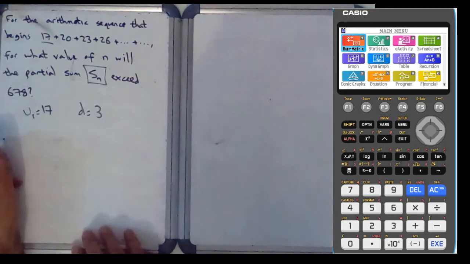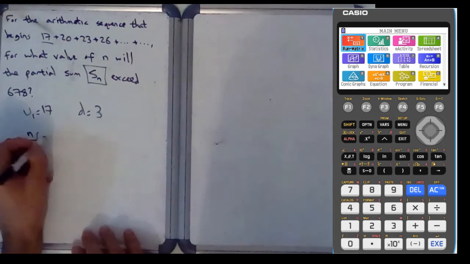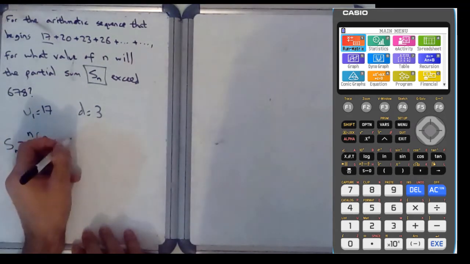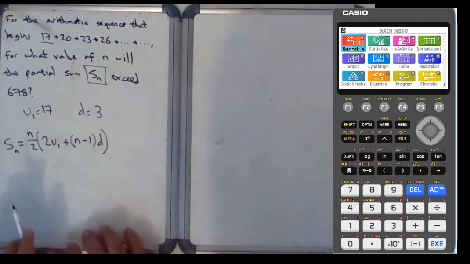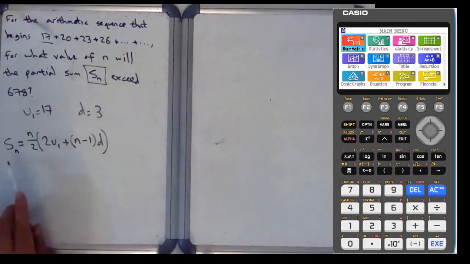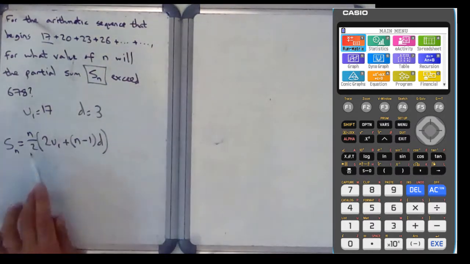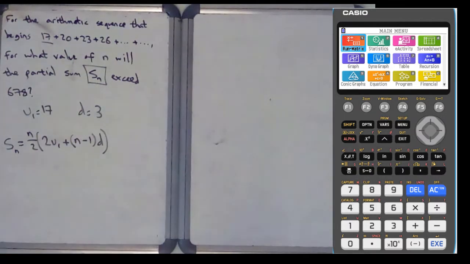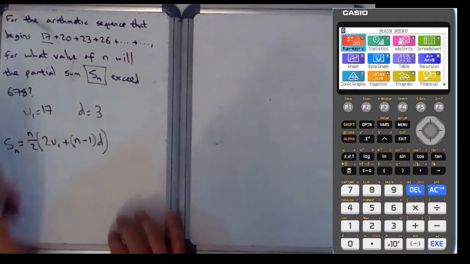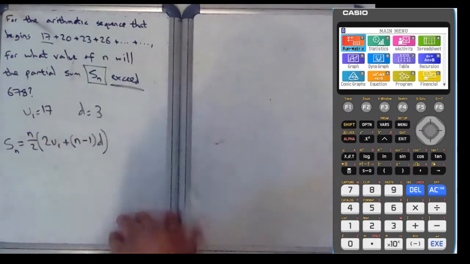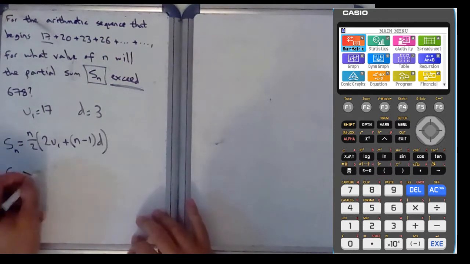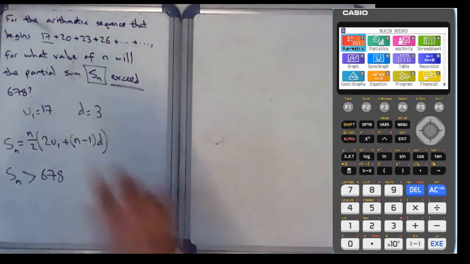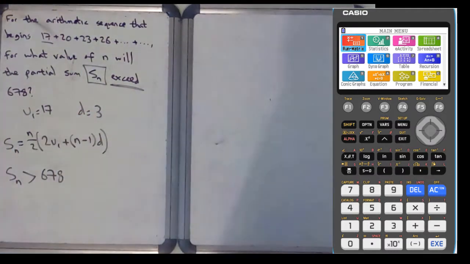So if you consult your formula sheet, for an arithmetic series, Sn equals n over 2 times (2u1 plus (n minus 1)d). We know u1, we know d. We need Sn to be greater than 678, and n is the variable that we're going to look to find. So we're going to set up an inequality because it says exceed. So we're looking for Sn to be greater than 678. We need this expression for Sn to be greater than 678.